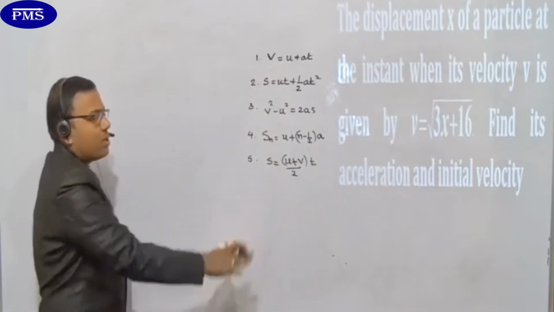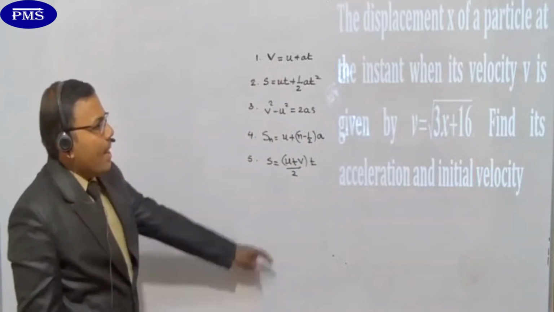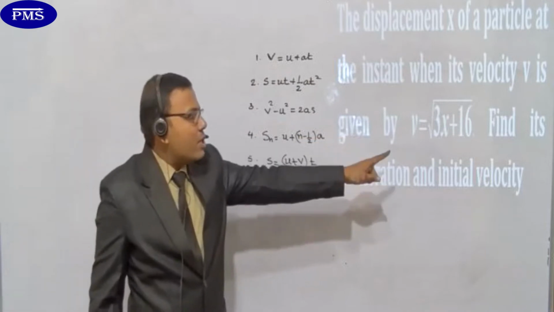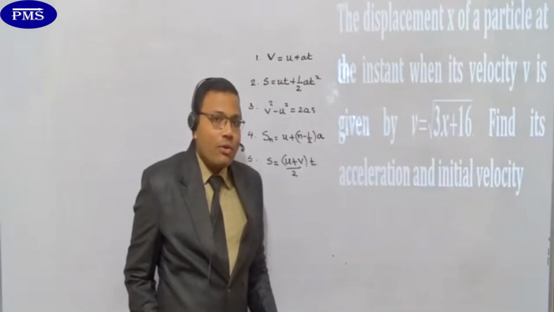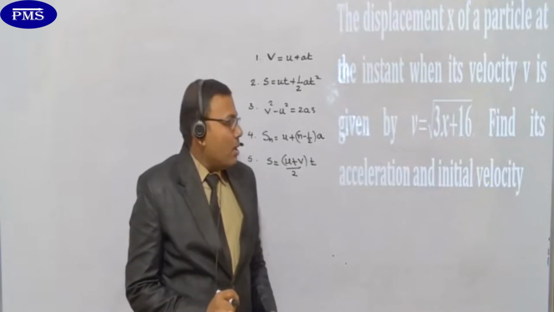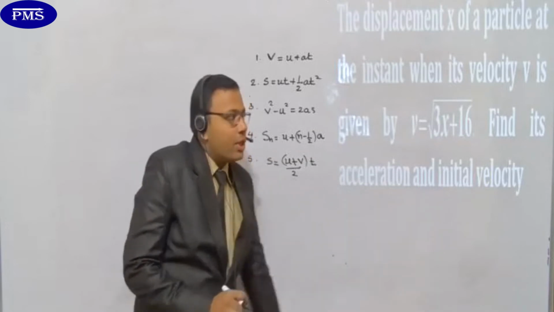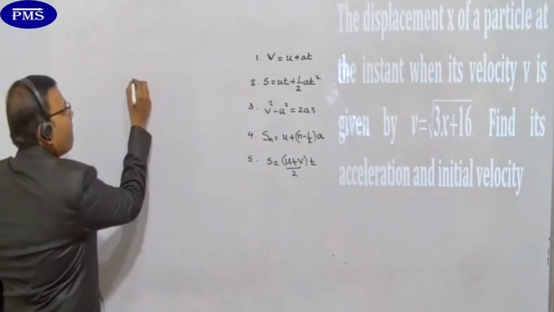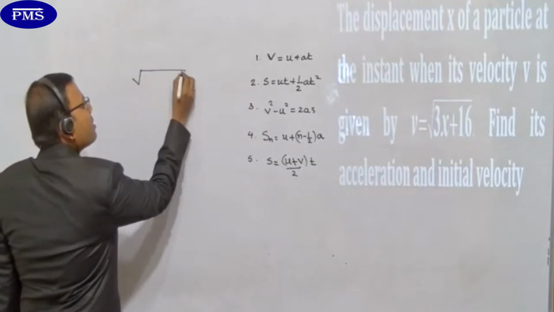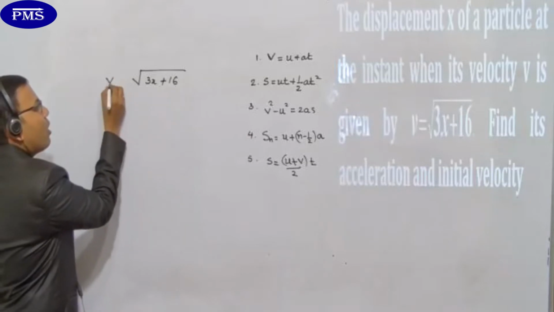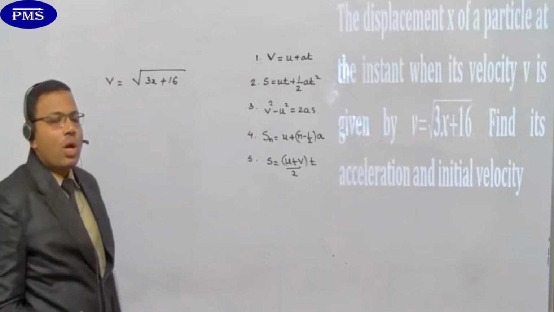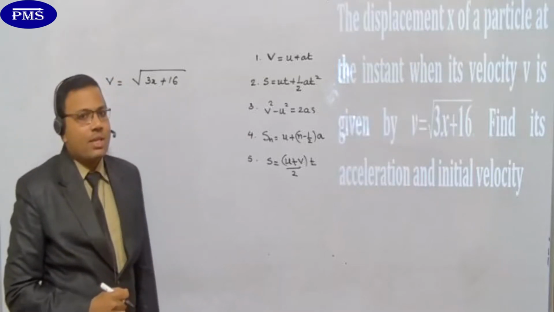These are the 5 equations we are going to work with. Now, whatever the equation given, students, v is equal to under root of 3x plus 16, acceleration, initial velocity. So the general equation I'm taking is 3x plus 16, and this is given by v. So v is equal to under root of 3x plus 16.